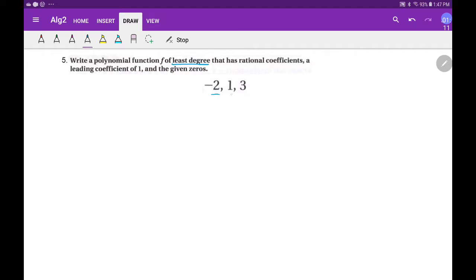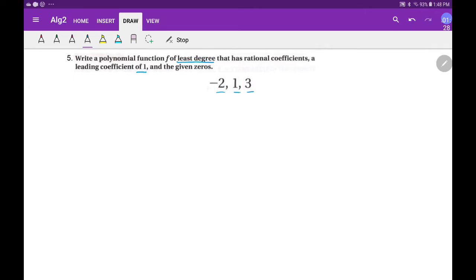That means I'm only going to do 3 of these. I could do more. I could square my factors if I wanted to. But I don't need to do that. This says least degree. Don't go crazy. That has rational coefficients. Okay, that shouldn't be a problem. And a leading coefficient of 1. Thanks very much. That's nice.